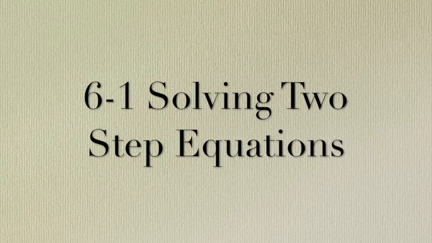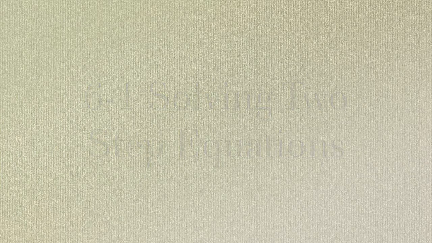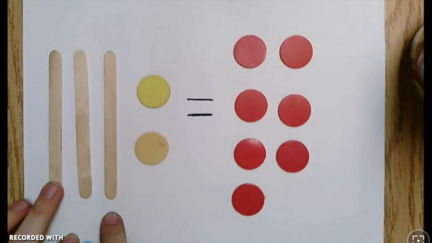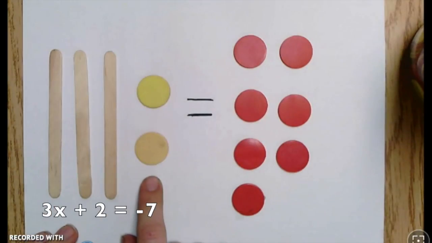Welcome to lesson 6-1 on solving two-step equations. First, we're going to do a quick review of the activity lab that we did today in class. So I have an equation shown here. I have 3x, and we showed each x with a popsicle stick, plus 2 equals -7.